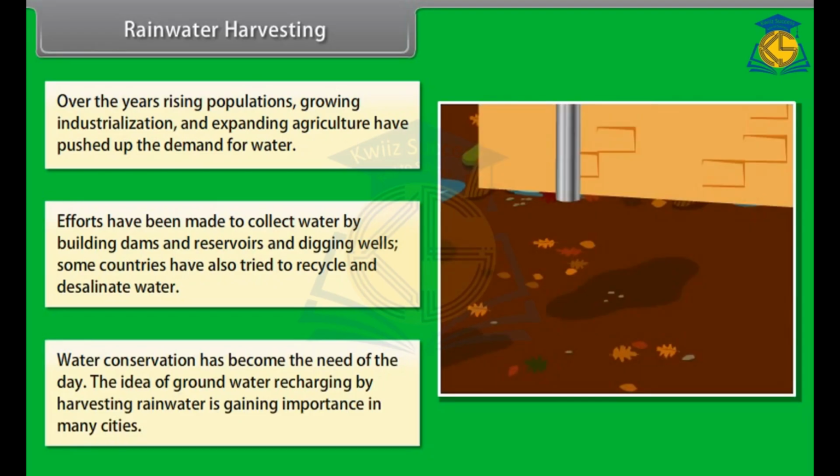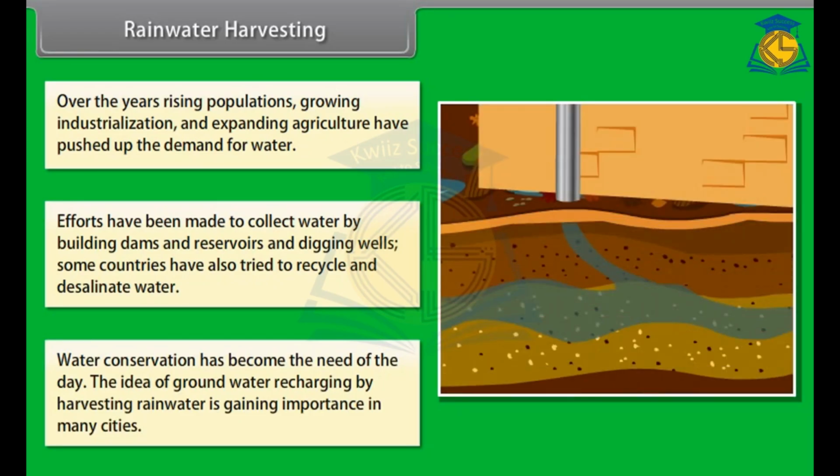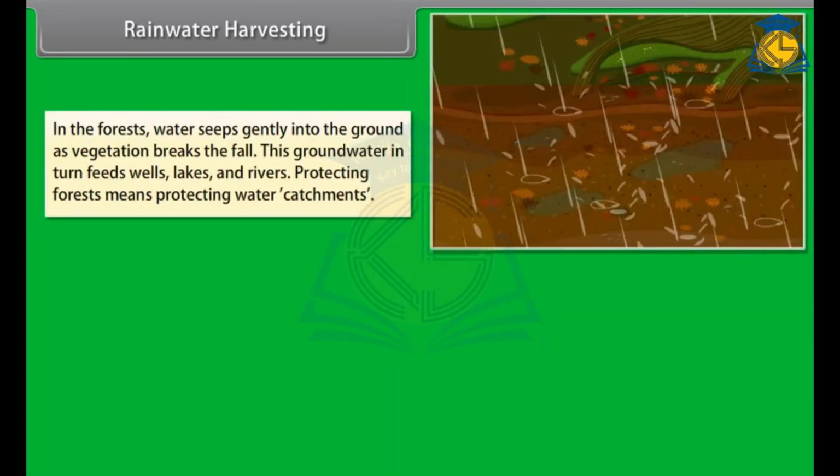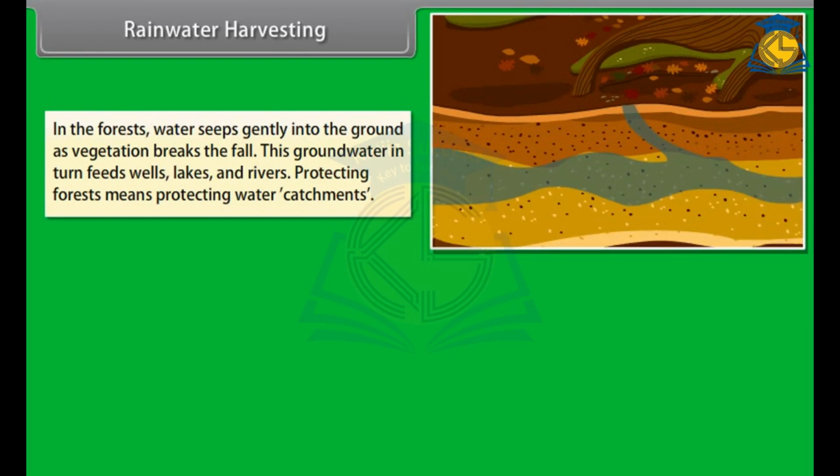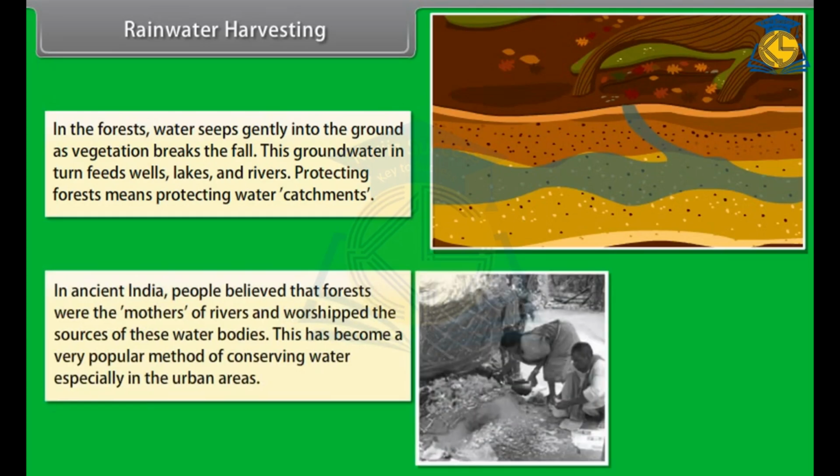The idea of groundwater recharging by harvesting rainwater is gaining importance in many cities. In the forests, water seeps gently into the ground as vegetation breaks the fall. This groundwater in turn feeds wells, lakes and rivers. Protecting forests means protecting water catchments. In ancient India, people believed that forests were the mothers of rivers and worshipped the sources of these water bodies.